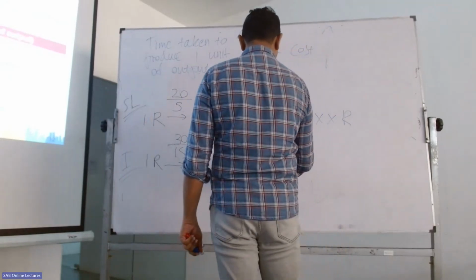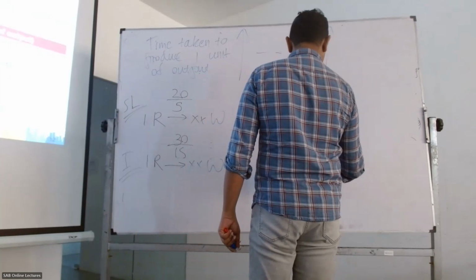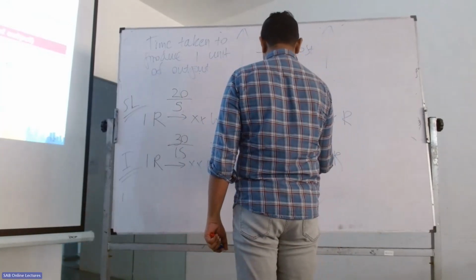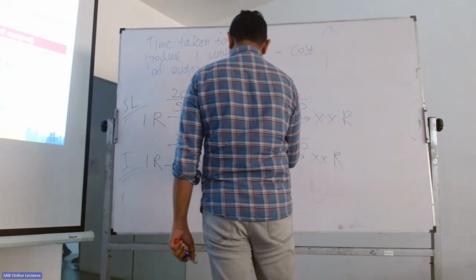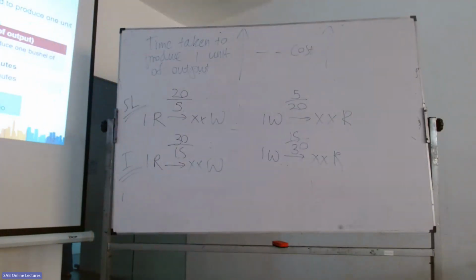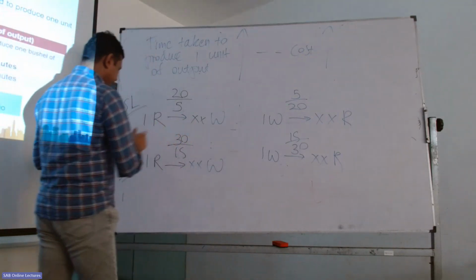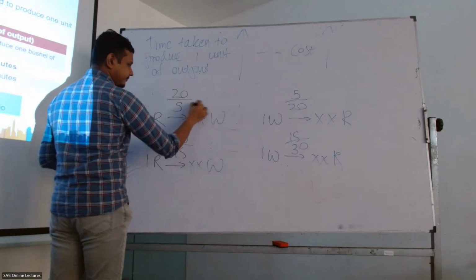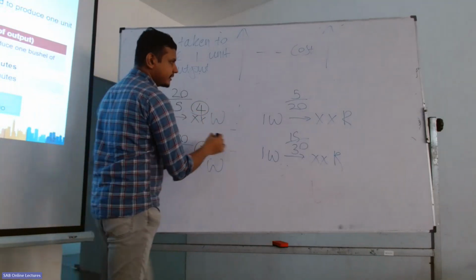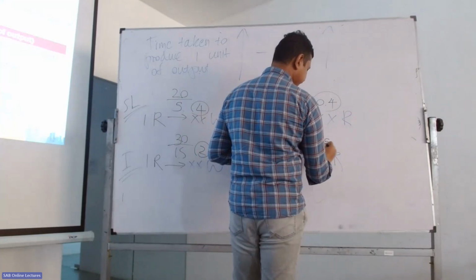To find the opportunity cost of producing 1 wheat, you can divide 15 by 30 in India. So divide the time of producing 1 radio by the time of producing 1 bushel. That will give directly the opportunity cost of producing 1 radio. Here it is 4, here it is 2, here it is 0.4, here it is 0.5.